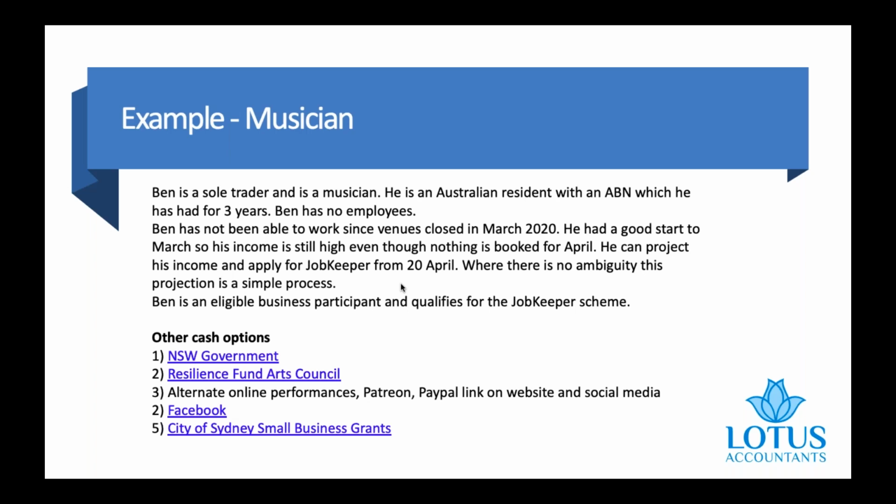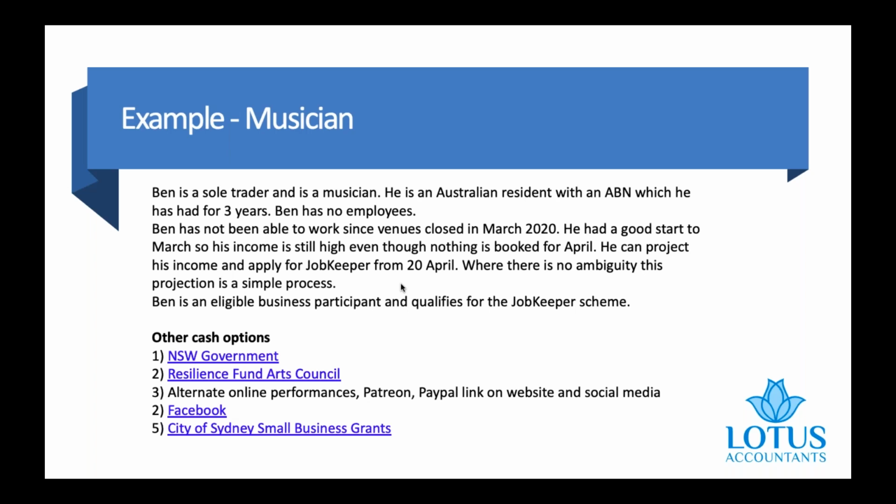But however, he had a really good start to March. He had a festival up the coast and so his income was quite high. However, he's got nothing booked for April. He can project his April income and apply for JobKeeper from the 20th of April if he is expecting that it's going to be a 30% decline from April 2019.